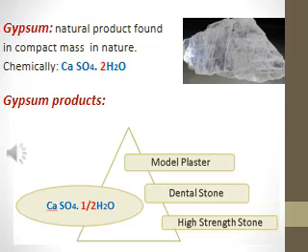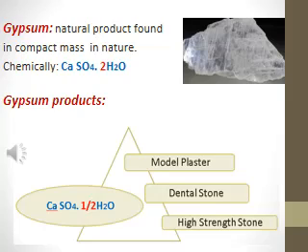different ways to obtain 3 different types of products, which are model plaster, dental stone, and high strength stone. All of these products have the same chemical composition. They are all calcium sulfate hemihydrate, only half molecule of water. Okay, all of them have the same chemical composition, but of course they differ in their use.